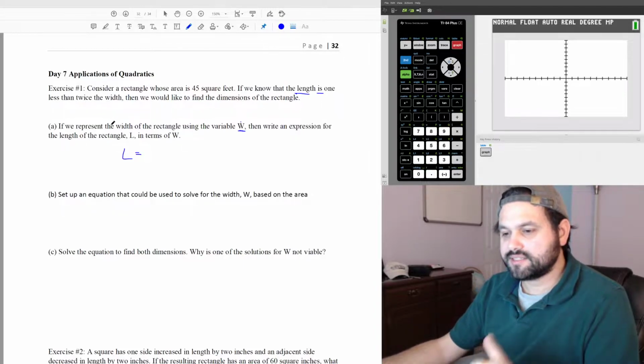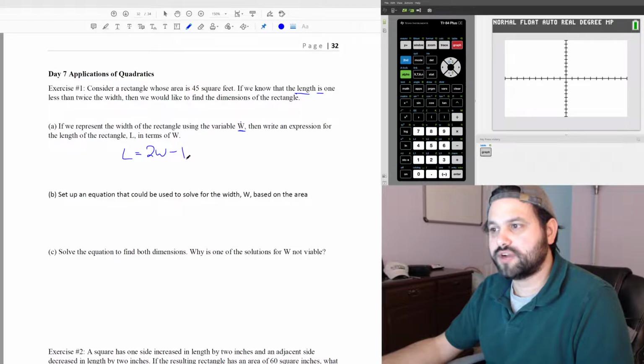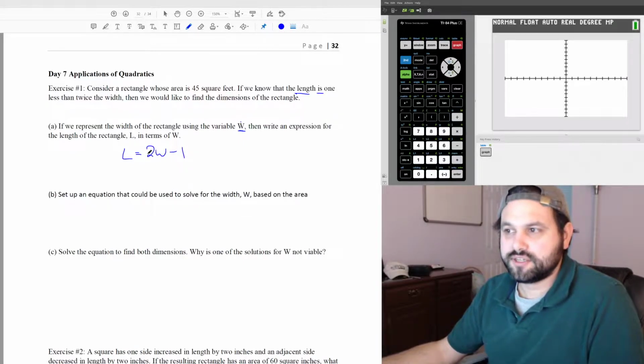So 1 less than twice the width means that I have to do 2W and then I have to subtract 1, right? So that's twice the width right there, and then 1 less than it. So there's my expression there.